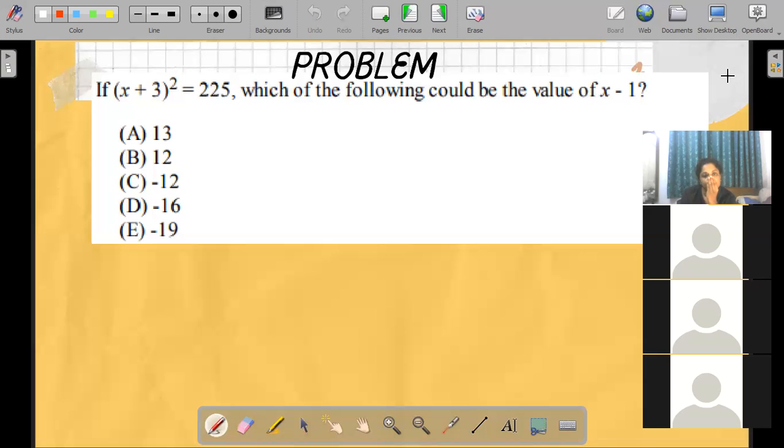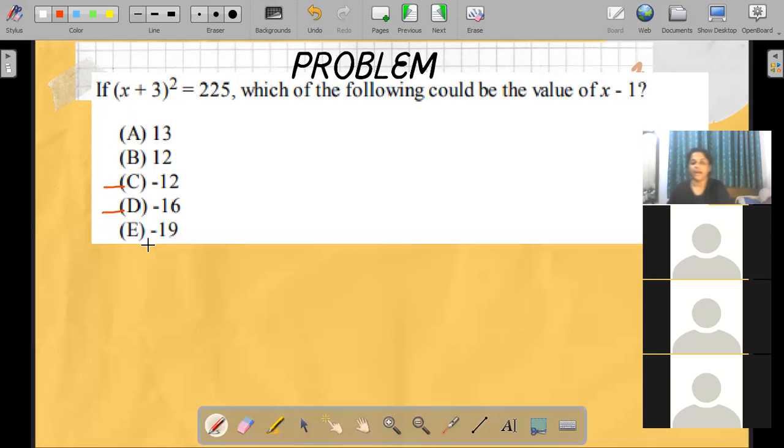Ma'am, option D. Option D. Okay, let us wait for others. Ma'am, option C. Option C. All right. So, Shraddha, can you just brief me how you went about this problem?